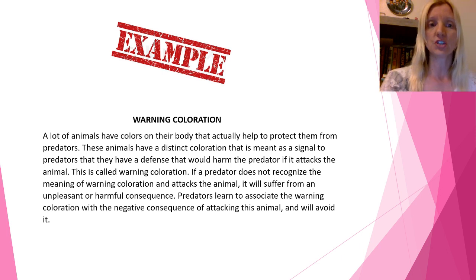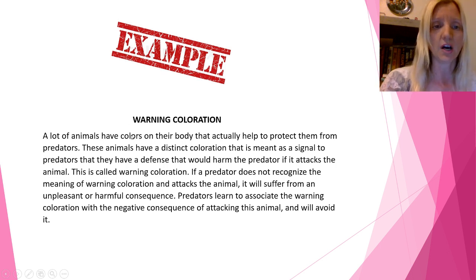Okay, so hopefully you've had a chance to read warning coloration and you have an idea of what it is. This is a very typical definition that you will see on the TOEFL. Now, just a couple things to point out here. I want to point out that the first sentence is often not very important. This says a lot of animals have colors on their body that actually help to protect them from predators. But that's not our definition. That's just a general statement. And I see that a lot on the TOEFL. So I'm not saying skip the first sentence. I think you should read it. But it's not usually where your definition is going to be.